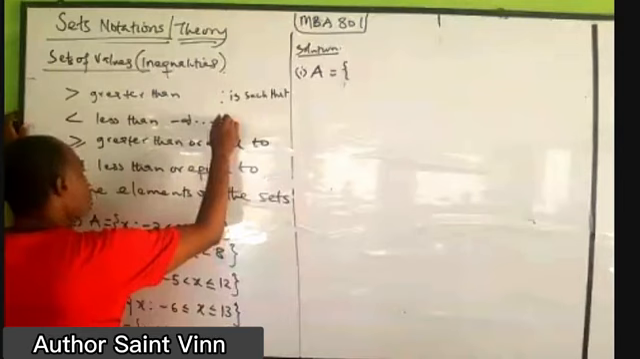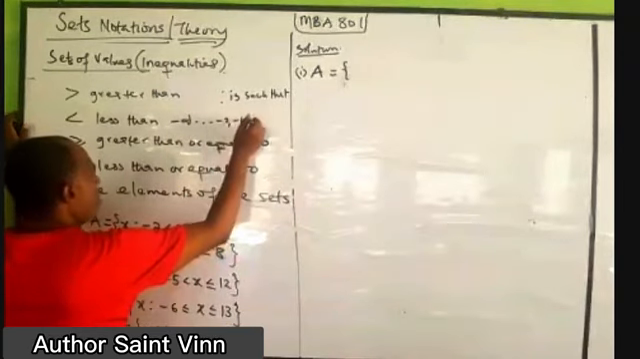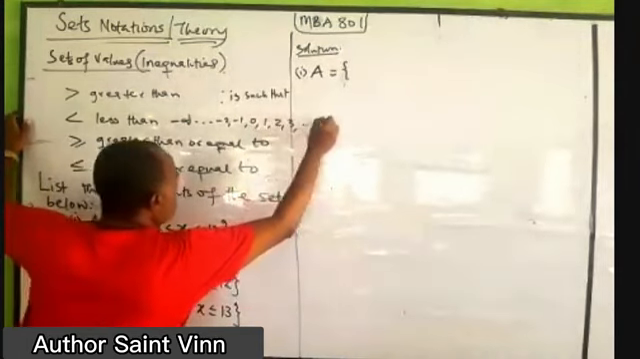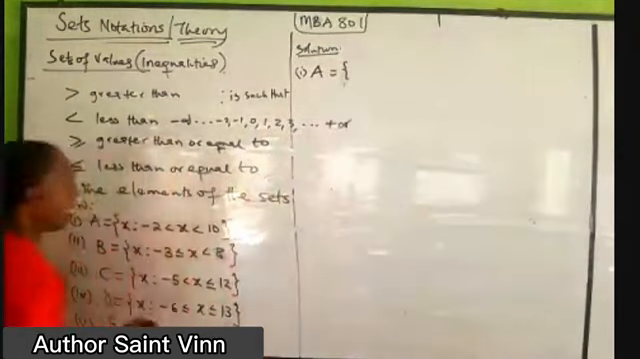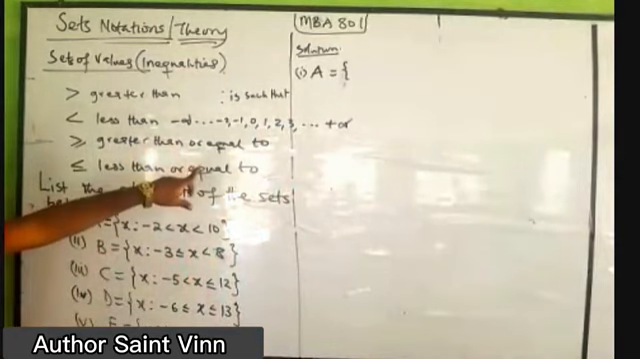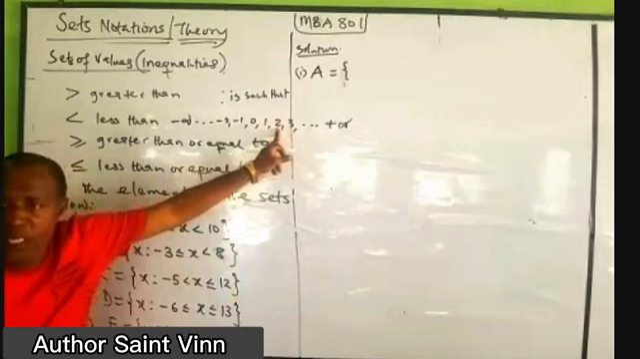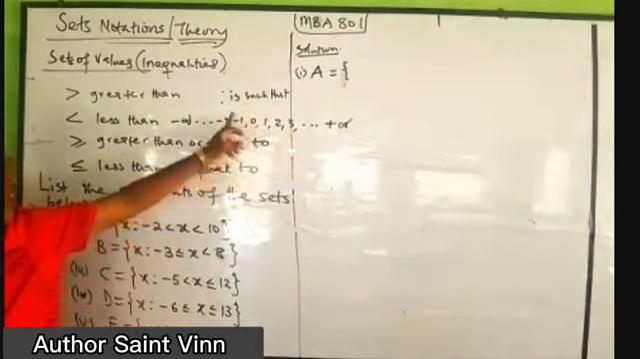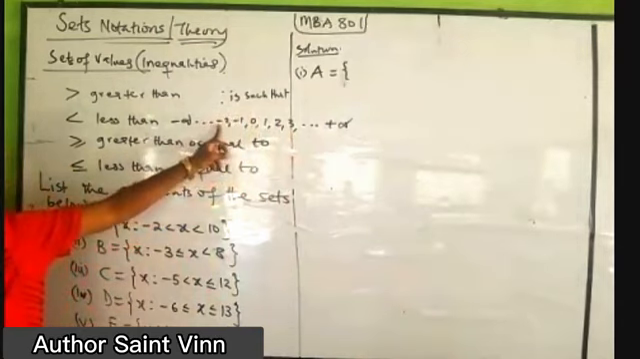Minus 2, minus 1, 0, 1, 2, 3. Look at this before we go far. 3 is bigger than 2. 2 is more than 1. 1 is more than 0. 0 is more than minus 1. Minus 1 is more than minus 2.